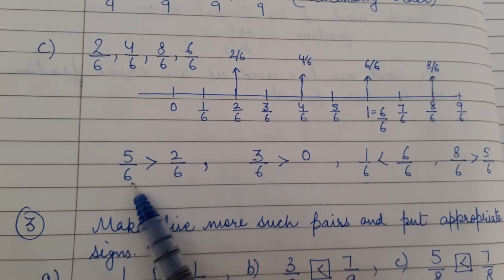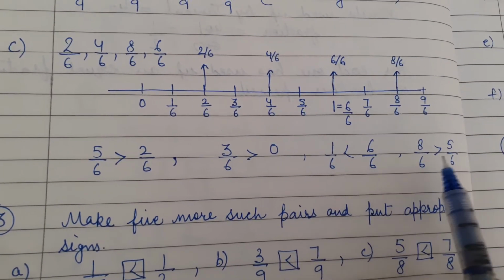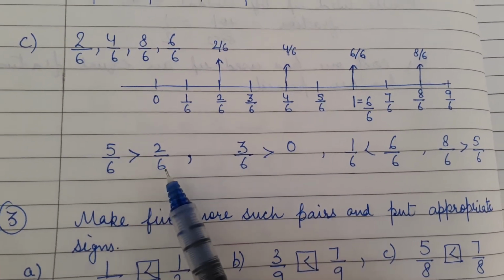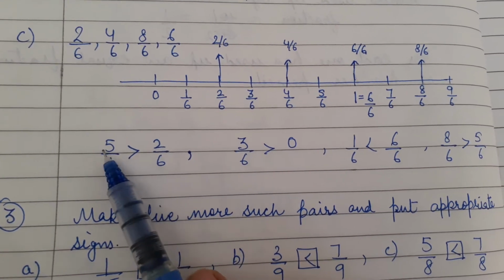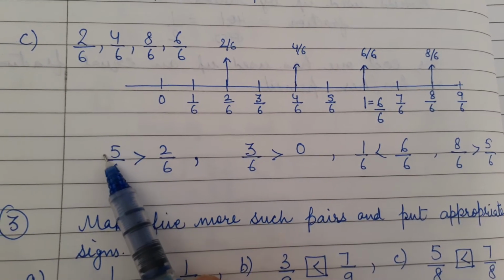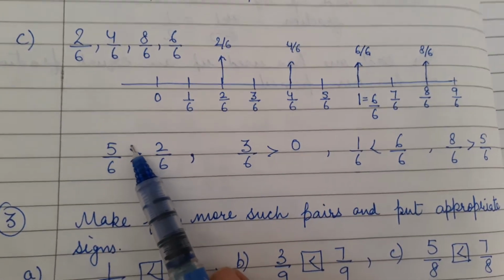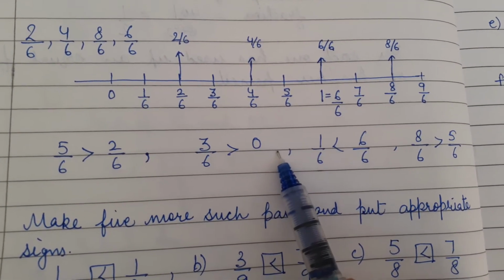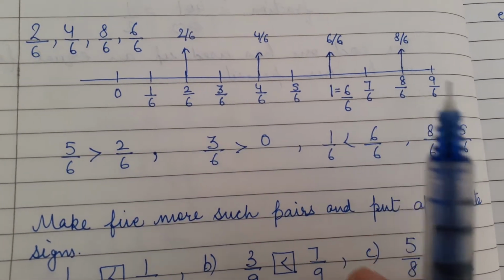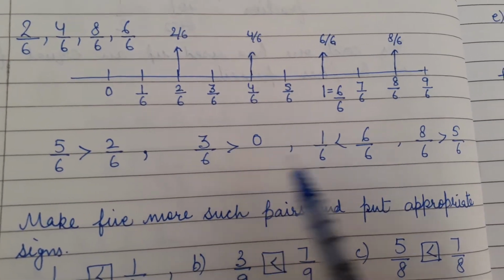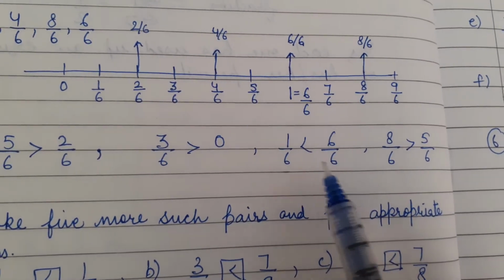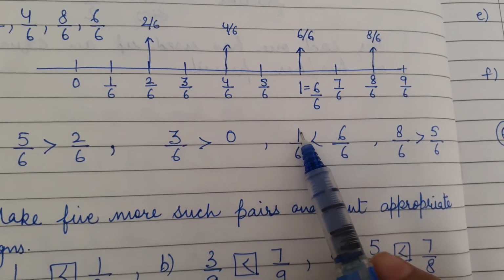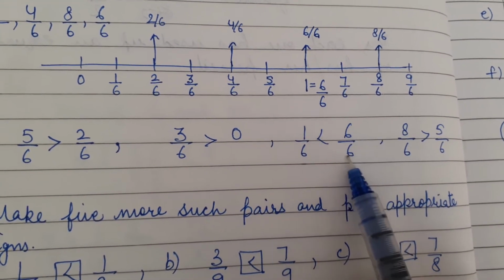Now a few pairs of fractions are given where we have to compare: 5 by 6 and 2 by 6. When we compare, as these fractions are like, we have to look at the numerator, and the fraction with the bigger numerator will be bigger. So 5 by 6 is greater. Compare 3 by 6 and 0. Now 0 means nothing and 3 by 6 is a fraction, that means it has some value. So this is greater. 1 by 6 and 6 by 6. As these fractions are like, the denominator is the same. So is 1 greater or 6? 6 is greater, so this fraction will be greater.